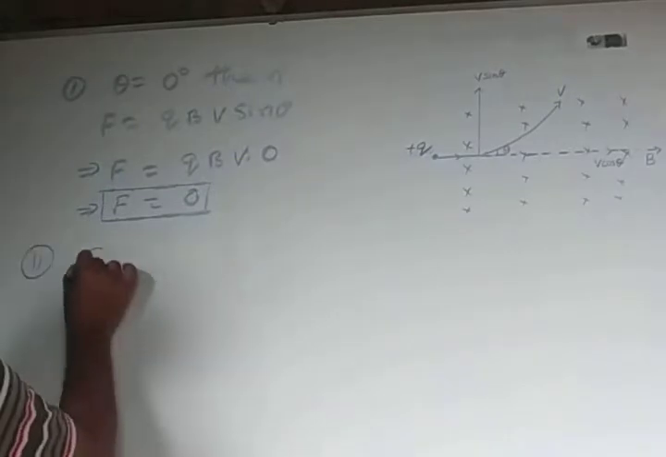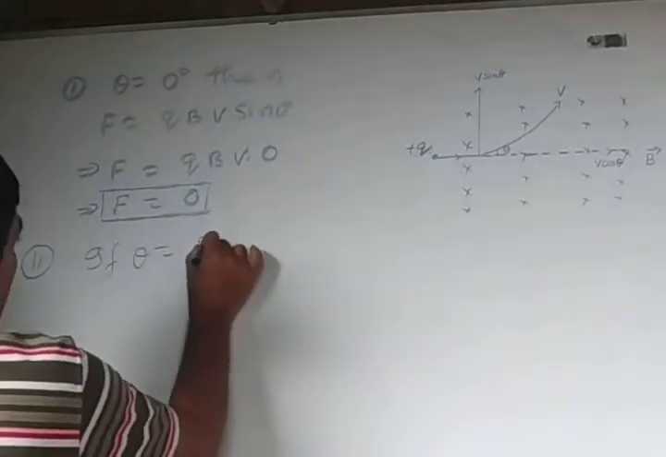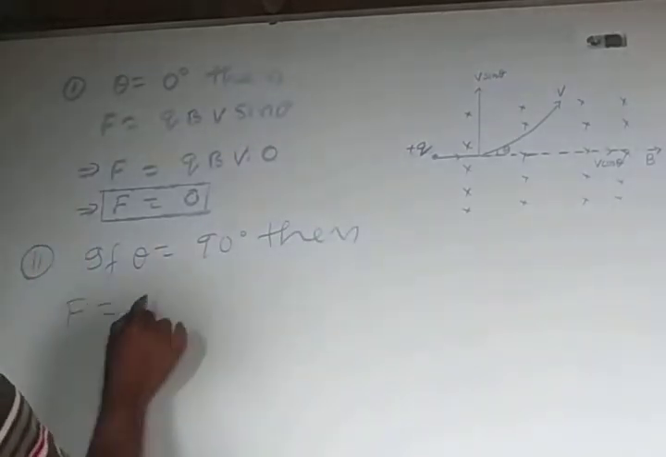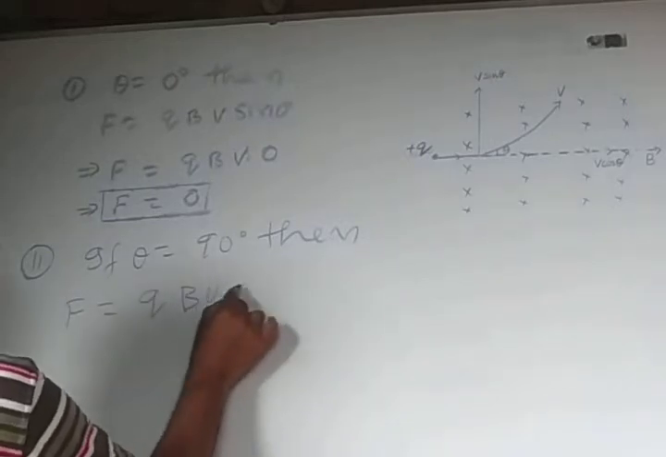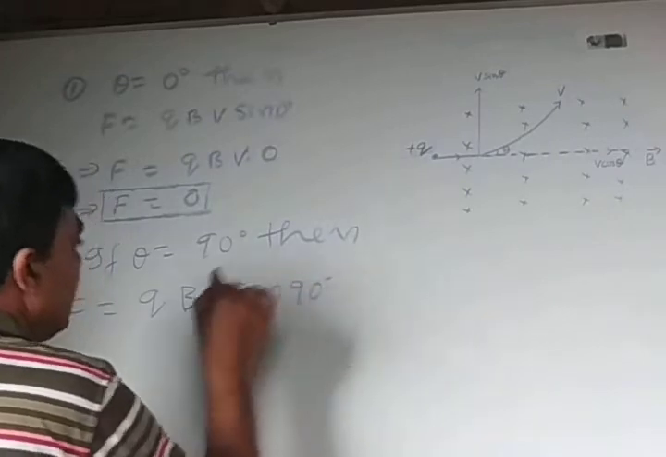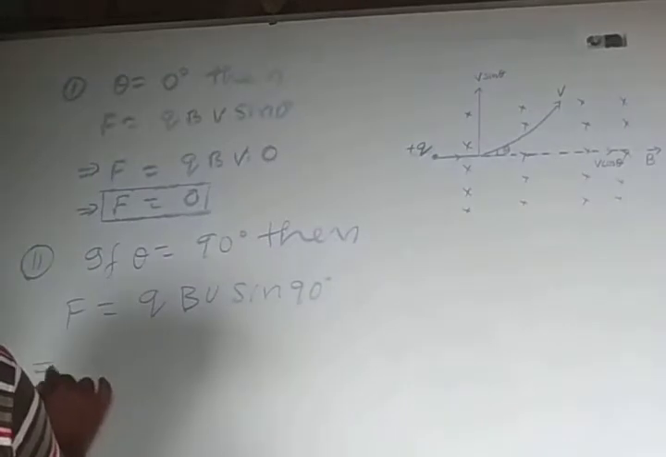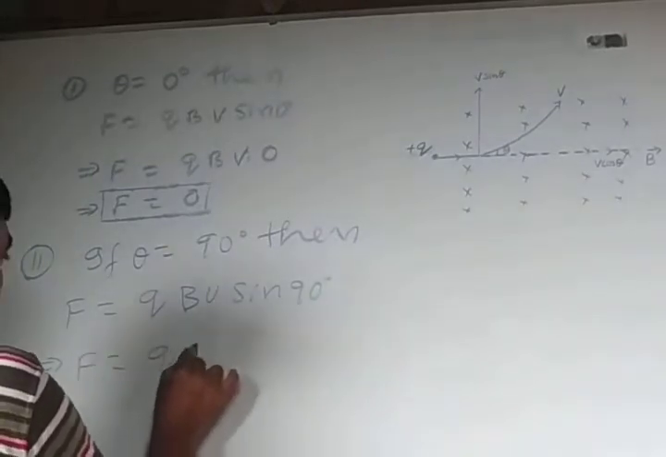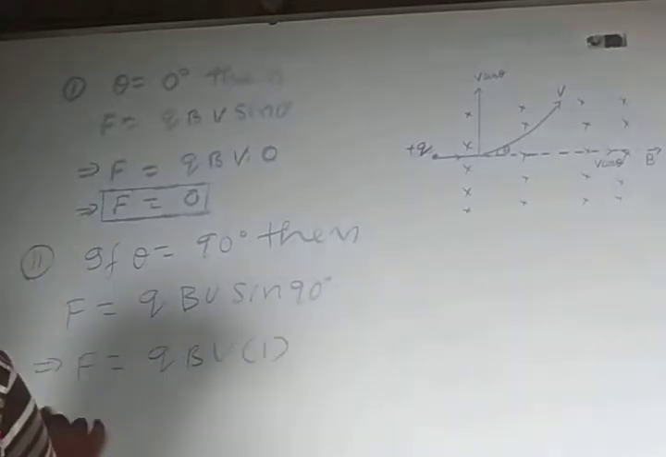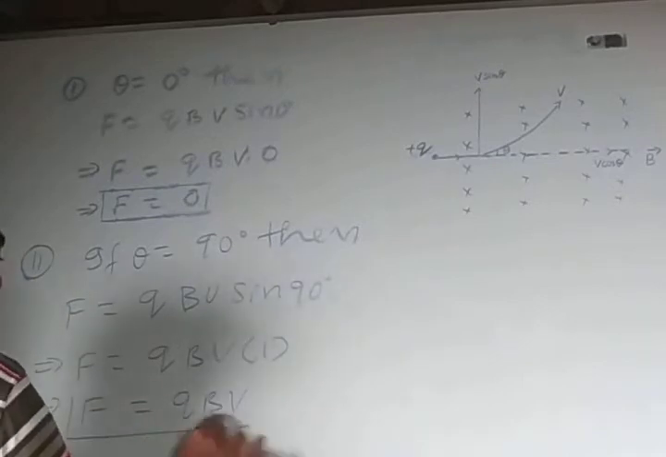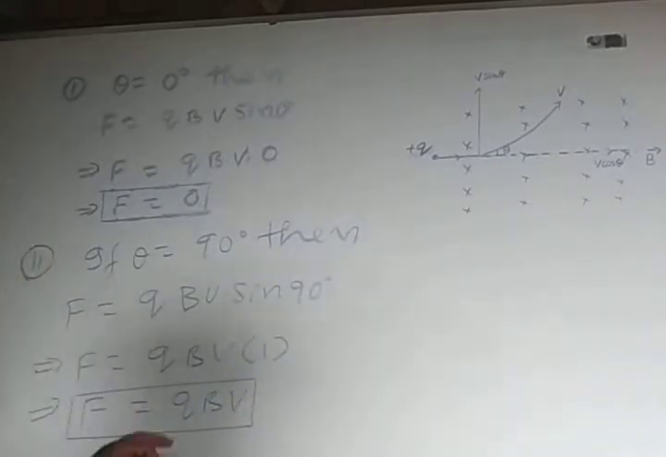Next, if theta is equal to 90 degree, then F is equal to Q B V sin 90 degree. The numerical value of sin 90 is 1. That implies F is equal to Q B V into 1. That implies F is equal to Q B V. This is the maximum value of applied force due to the magnetic field.